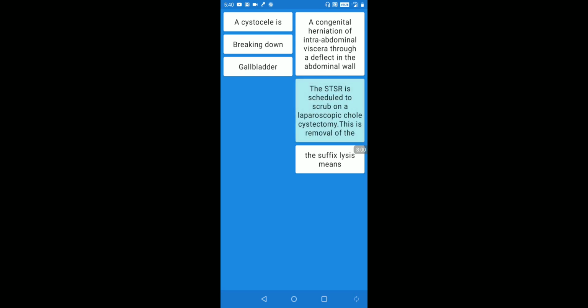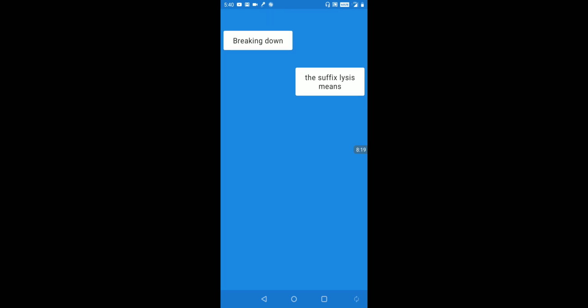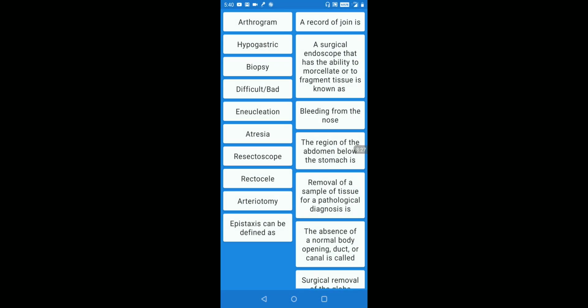This one has the STSR is scheduled to scrub on laparoscopic. Which one was this? I think it was gallbladder. Yeah, okay. A celly is a congressional hernia. I remember this one. This one was hard for me. Breakdown, suffix lysis. The suffix lysis means breakdown. Simple as that.